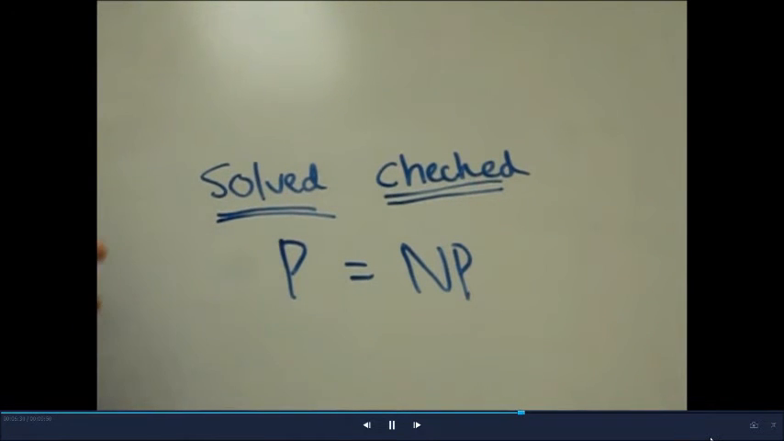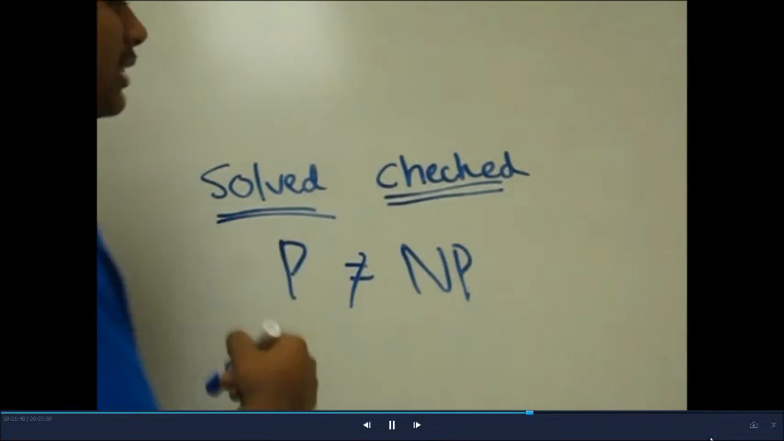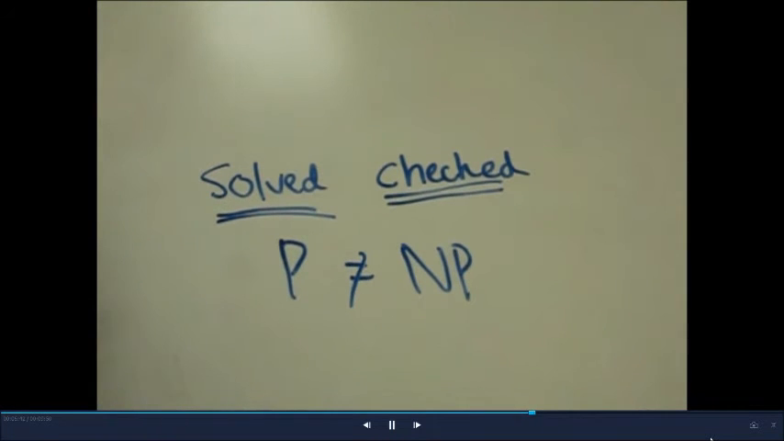But if P is not equal to NP, then we know that all of these problems that can be checked quickly cannot be solved quickly. And that's the end of the line there.